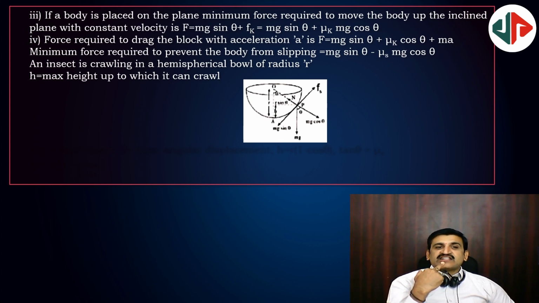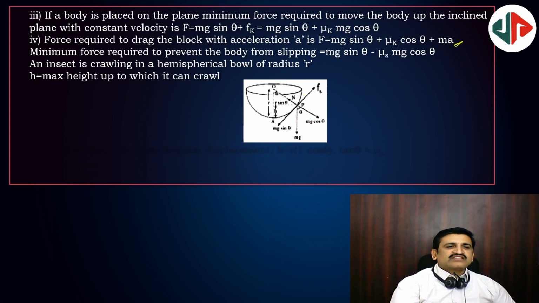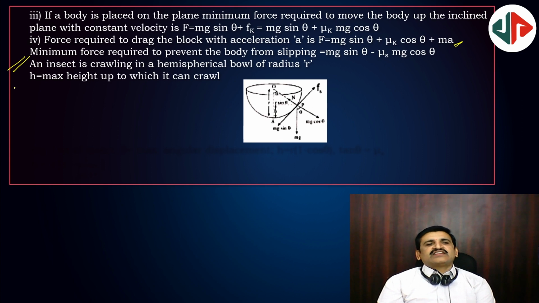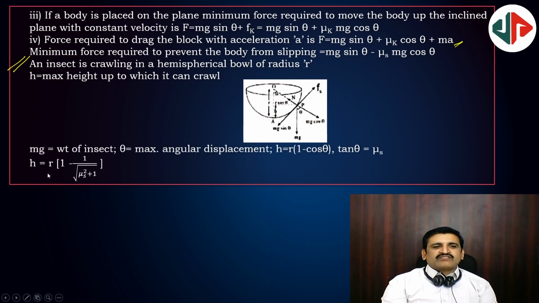An insect is crawling in a, actually this one also goes to the top block system only. This is different, this is a separate context. An insect is crawling in a hemispherical bowl of radius r. h is the maximum height to which it can crawl, that is h is equal to r of 1 minus 1 by square root of mu square plus 1. To that height it can rise.